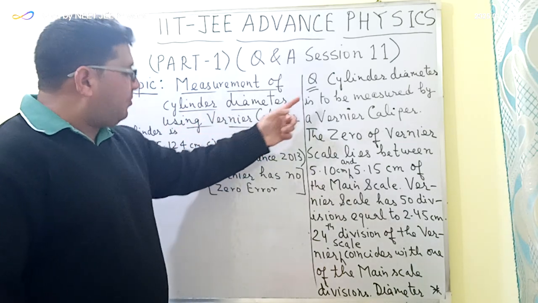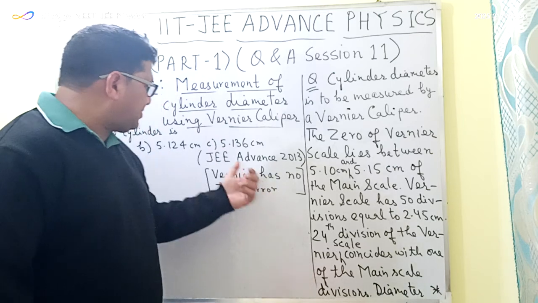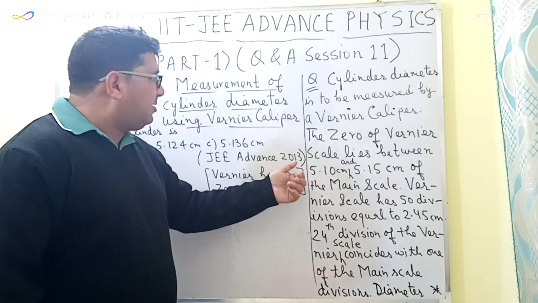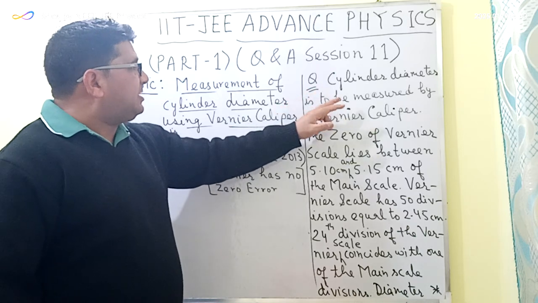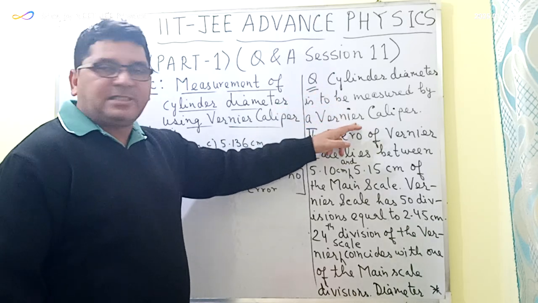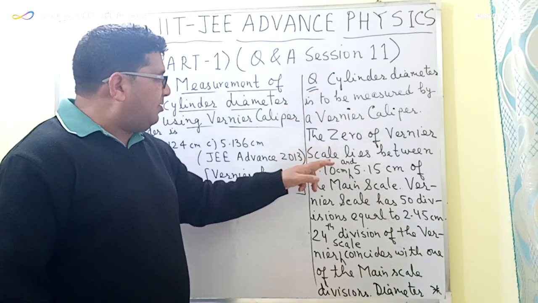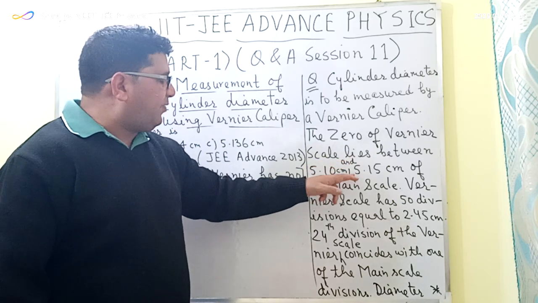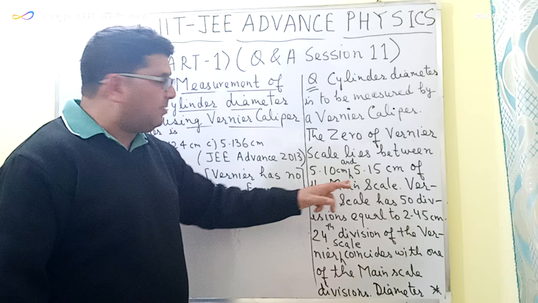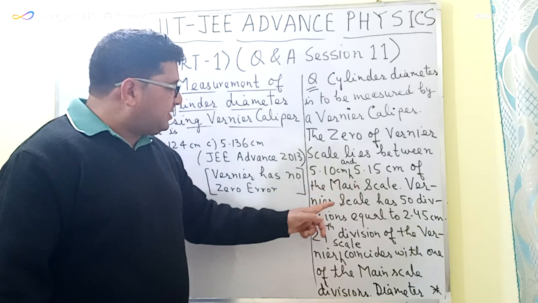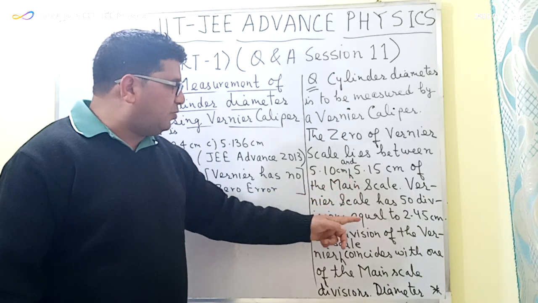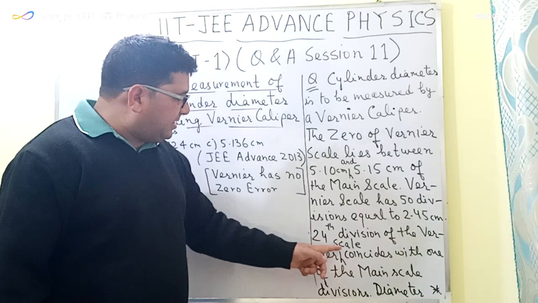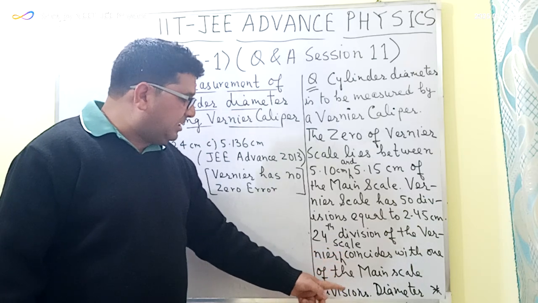Based on this topic, I have selected one question which was asked in the JEE Advanced Examination in the year 2013. The question is: a cylinder diameter is to be measured by a vernier caliper. The zero of the vernier scale lies between 5.10 centimeter and 5.15 centimeter of the main scale. Vernier scale has 50 divisions equal to 2.45 centimeter, and the 24th division of the vernier scale coincides with one of the main scale divisions.